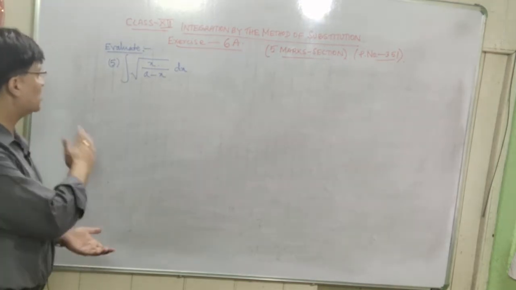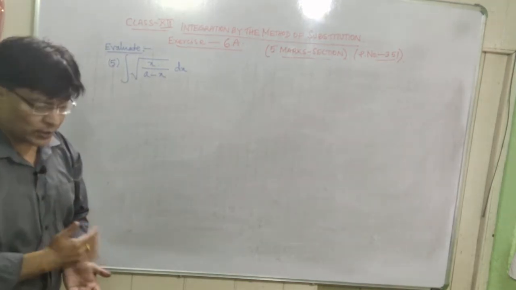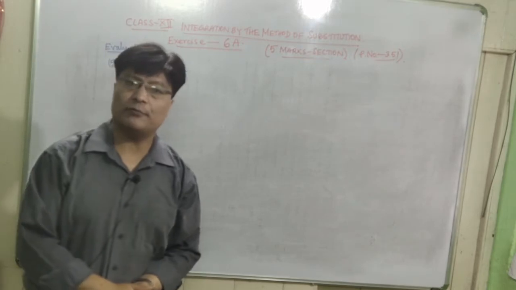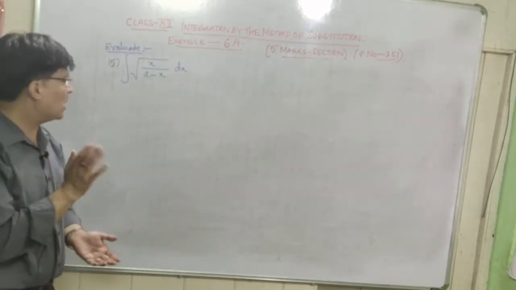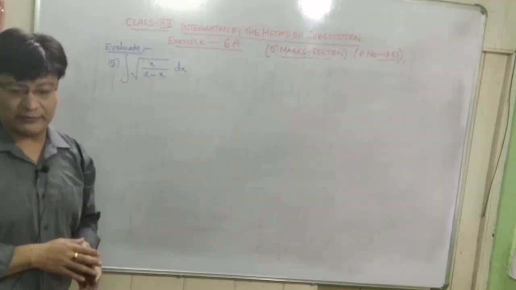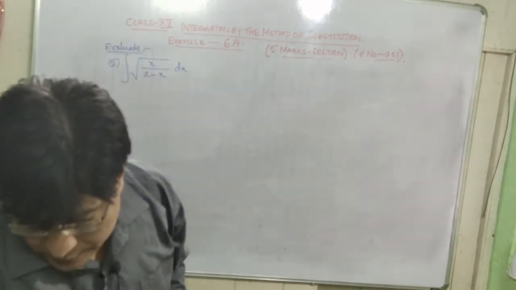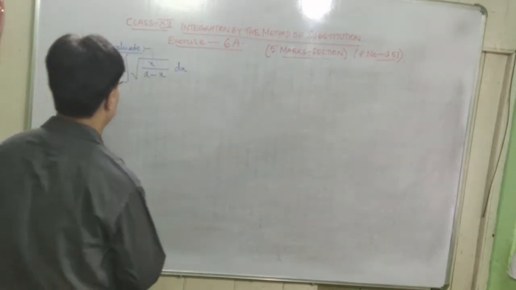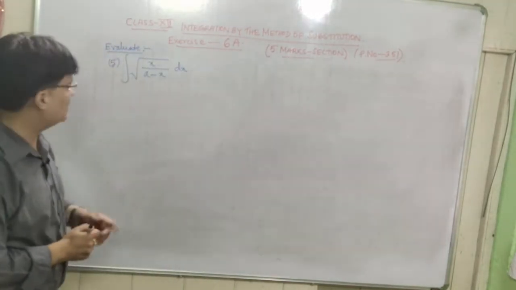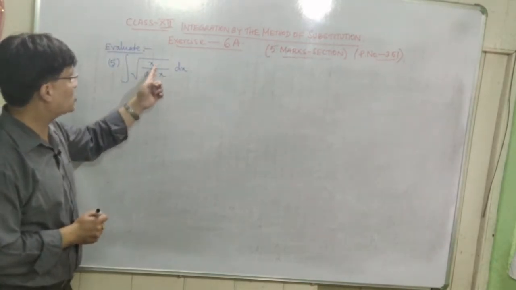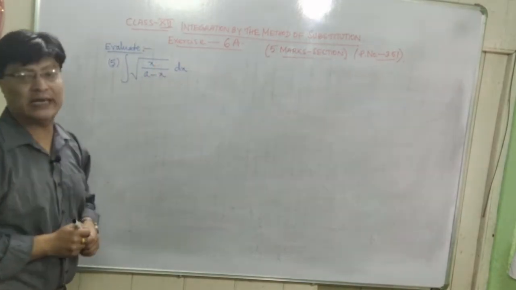So now let's start question number 5. In the last online class we did up to question number 4. So now we'll start question number 5. Let us integrate the integral of square root of x upon a minus x, dx.